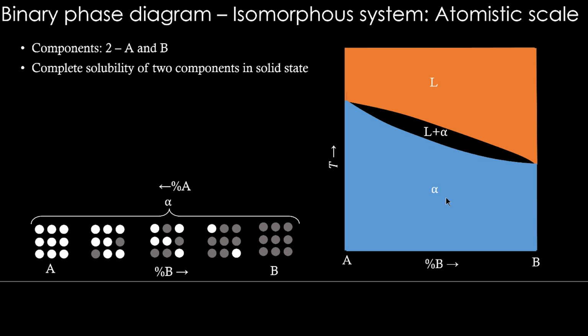Some systems show some phase separation in the liquid state also. You already know some practical examples. Oil and water don't mix with each other; they are two separate liquids. In that case we will see different compositions of liquids in equilibrium rather than one single liquid.